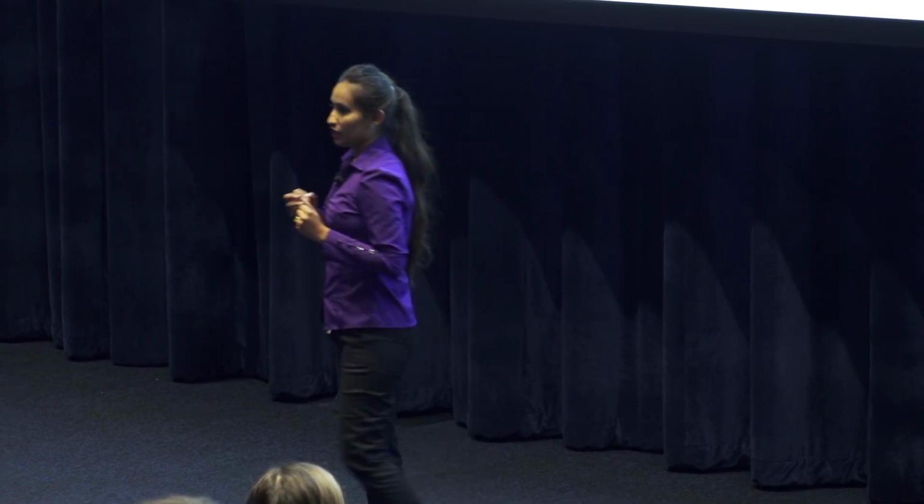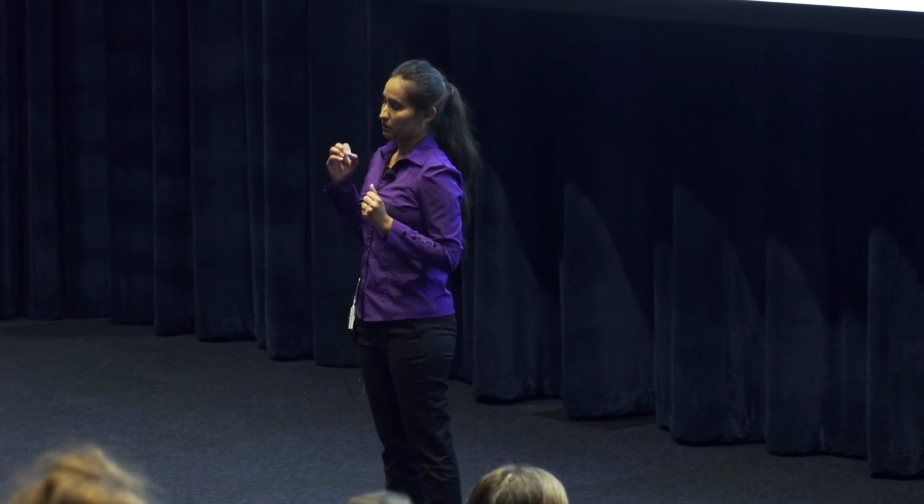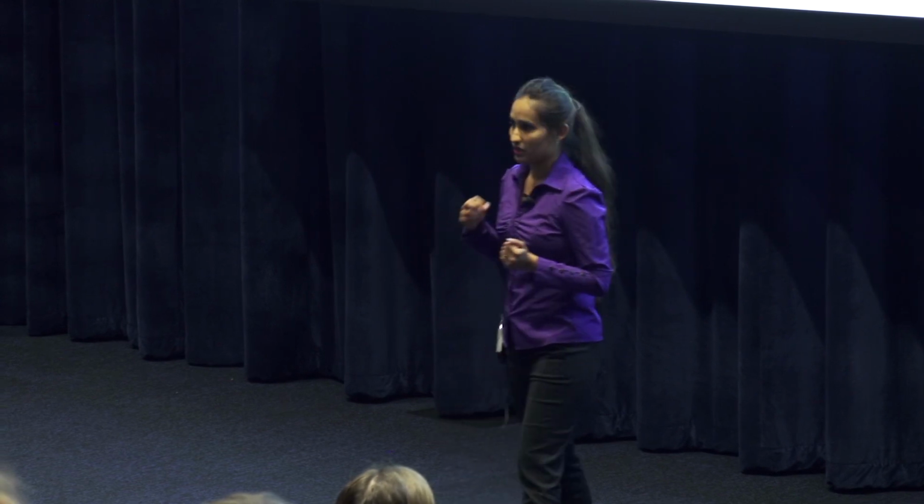So what we achieve from this is, we will know that property which is really needed to develop novel inhibitors for the Alzheimer's disease. So that is our sword, where we can kill the dragon, that is the tau aggregates, that is nothing but we can control the Alzheimer's disease.